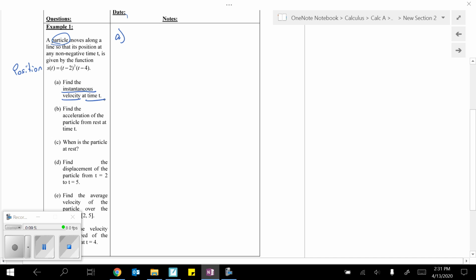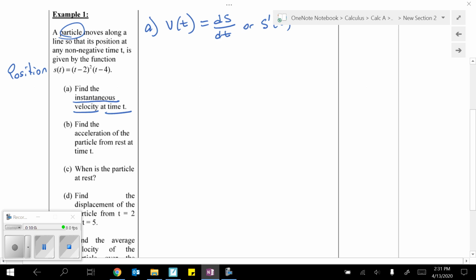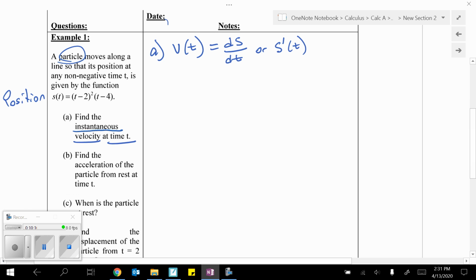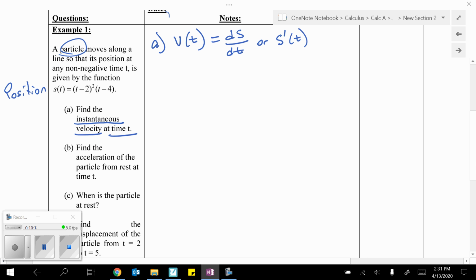Well, instantaneous velocity, that is the derivative of the position function with respect to time. So you could say that's ds/dt, or if you prefer the prime notation, then you would say that it's s prime of t. This is too big. I need to make this smaller. So whichever way you want to write that. And then you have some options here. We just need to come up with that function.